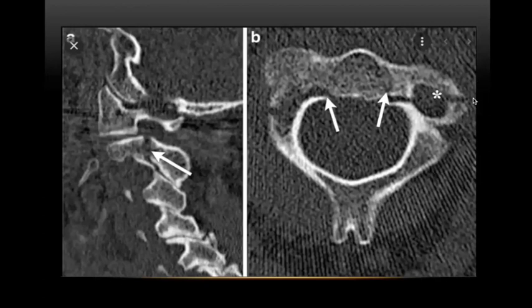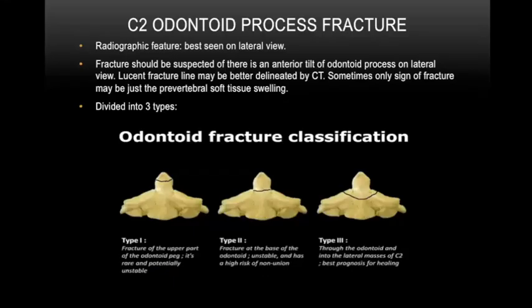Another example of Hangman's fracture. It can go anywhere, as long as the pars interarticularis is disrupted. All right. Next one is odontoid process fracture of C2. It's best seen on lateral view, and it should be suspected if there is an anterior tilt of the odontoid process on lateral view.